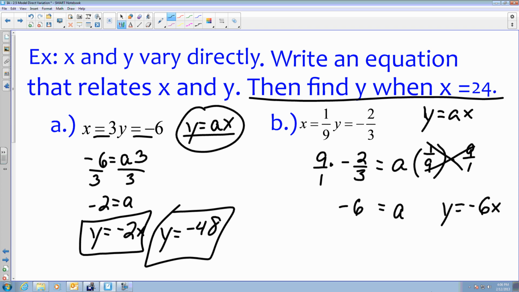Second portion is now I need to substitute x into 24 to find out what y is. So my y here would be negative 6 times 24, which gives me a negative 144.